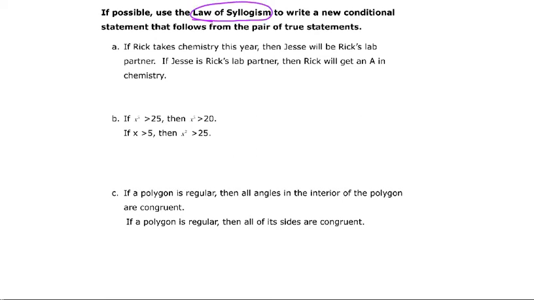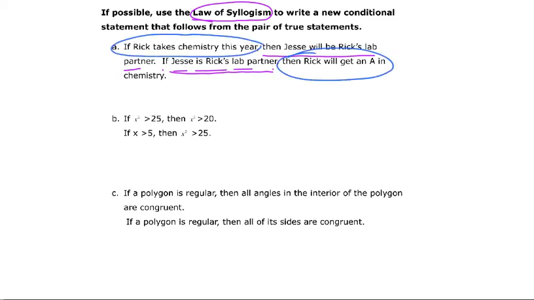So if Rick takes chemistry this year, then Jesse will be Rick's lab partner. If Jesse is Rick's lab partner, then Rick will get an A in chemistry. So if you notice, the middle parts are the same part over again, so that means we can tie together the beginning and the end. So our statement will be, if Rick takes chemistry this year, then Rick will get an A in chemistry.